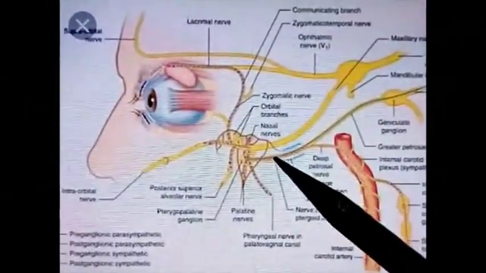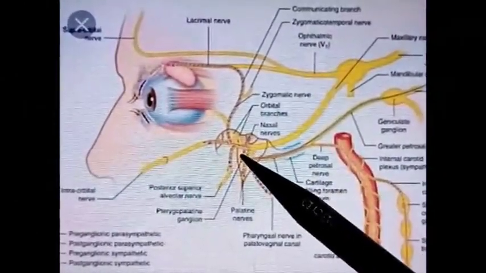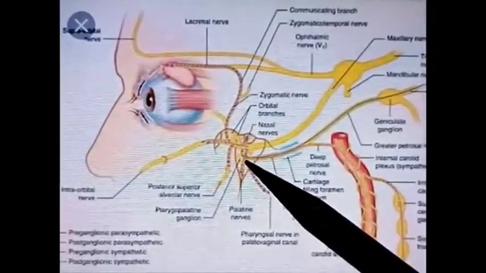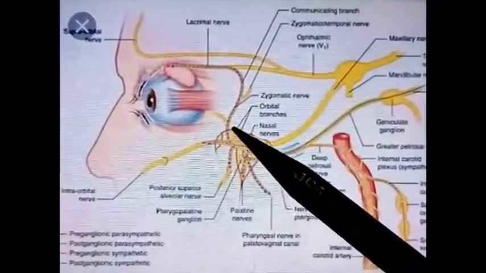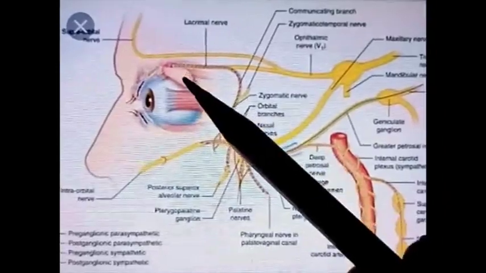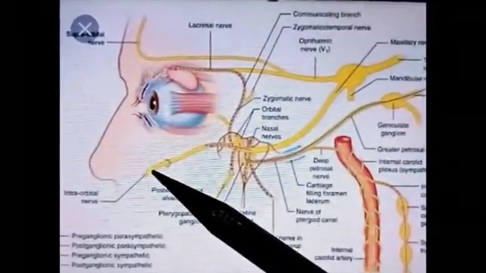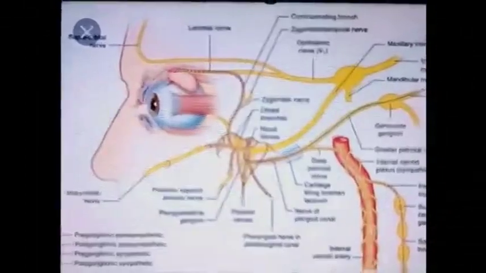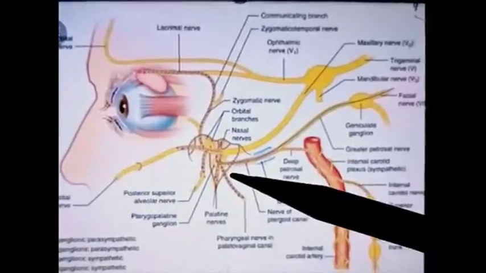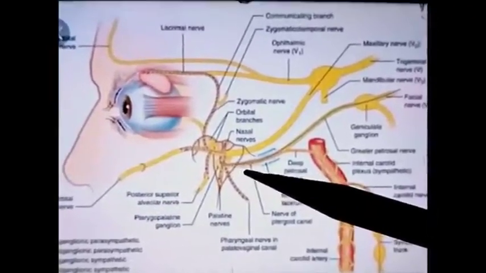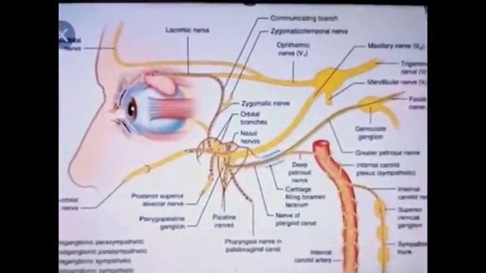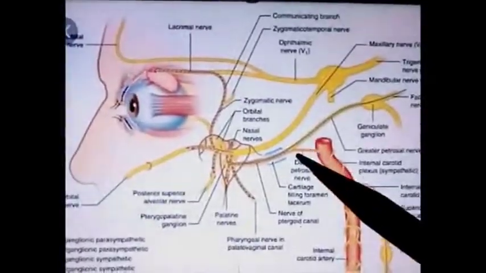Then the nerve of the pterygoid canal reaches the pterygopalatine ganglion. Here the parasympathetic fibers relay, and postganglionic fibers arise from the ganglion. These supply the lacrimal gland, mucosa of the nose, palate and pharynx. The gustatory fibers carried by the greater petrosal nerve do not relay in the ganglion and are distributed to the palate only.